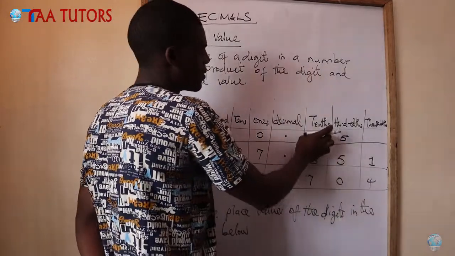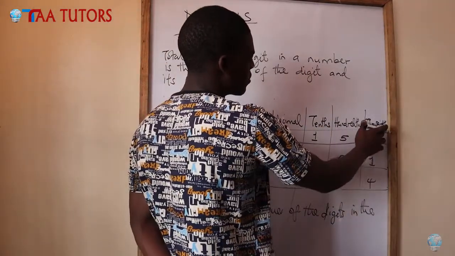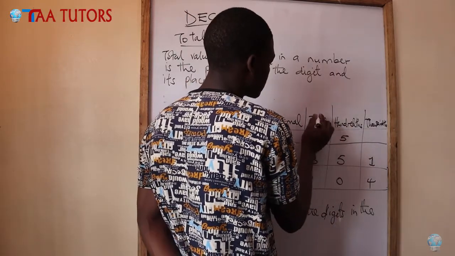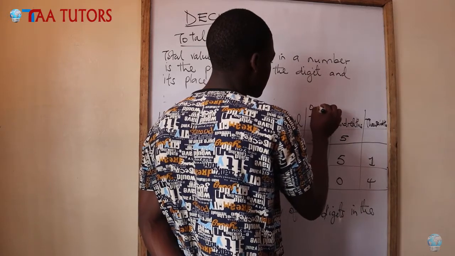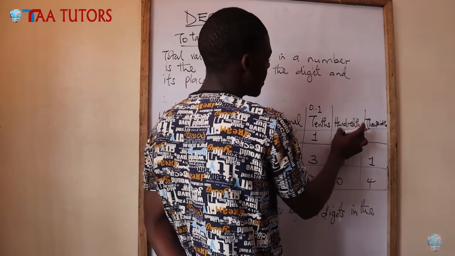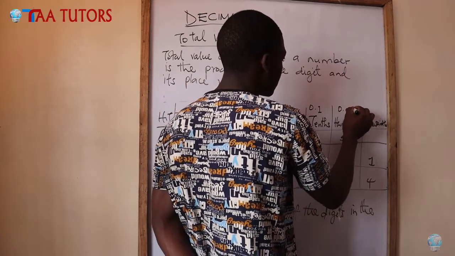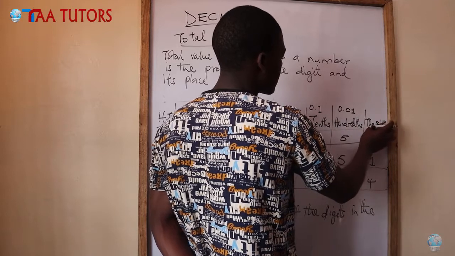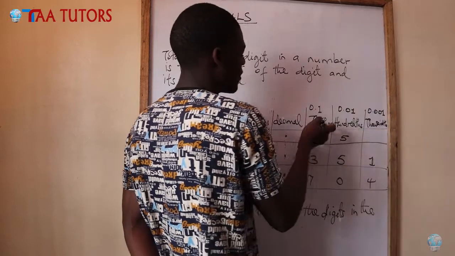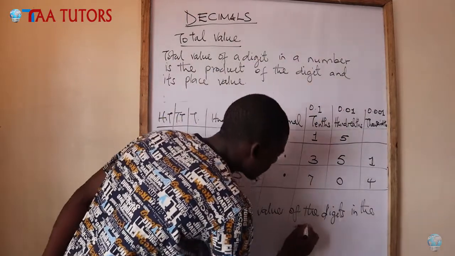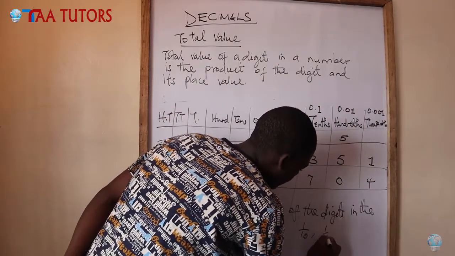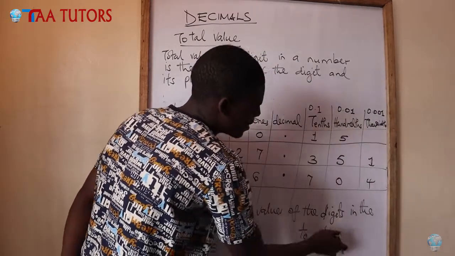Now, in this table, when we want to write the total values of these columns, for tenths, we will have 0.1. This one becomes the total value of tenths. Then hundredths will be 0.01. Then thousandths will be 0.001. For tenths, you will have 1 over 10. For hundredths, you will have 1 over 100. But this one is written as a fraction.